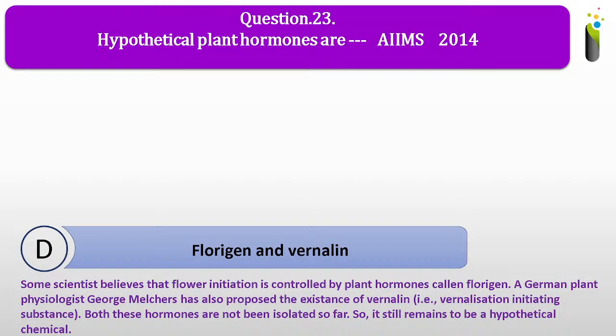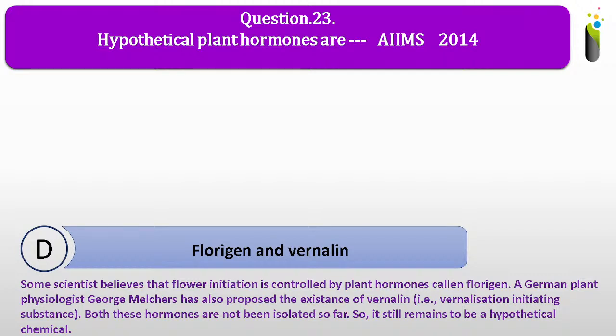So remember, some scientists believe that flower initiation is controlled by the hormone Florigen. A German plant physiologist, George Melchers, has also proposed the existence of vanillin. From the term, you understand vanillin, that is vernalization initiating substance, the one which can bring about a start of vernalization. So both these hormones have not yet been isolated. So they remain to be called hypothetical chemicals.